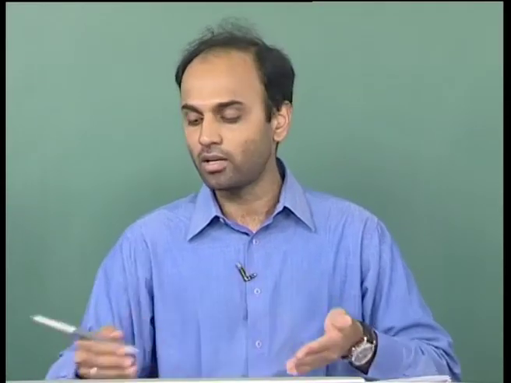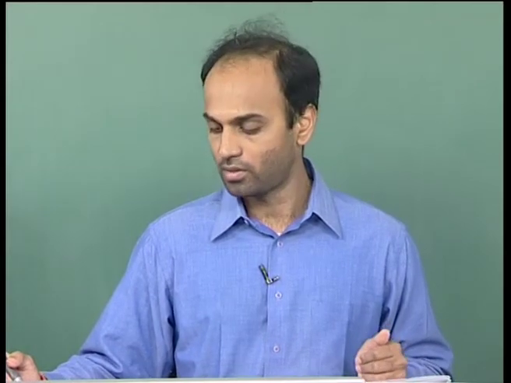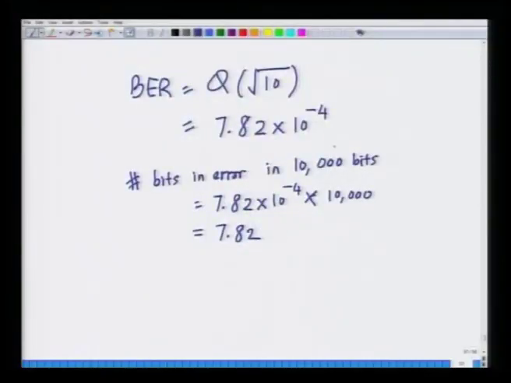Now, remember, this is a random quantity, so it varies again from block to block. In one block of 10,000 bits, you might find 5 errors, in another block you might find 10 errors, in some block you might find 8 errors, and so on. On an average, the average number of bits in error is essentially around 7.82 in the long term. That is what this statistic means. So, the bit error rate is 7.82 into 10 power minus 4 at SNR equals 10 dB.